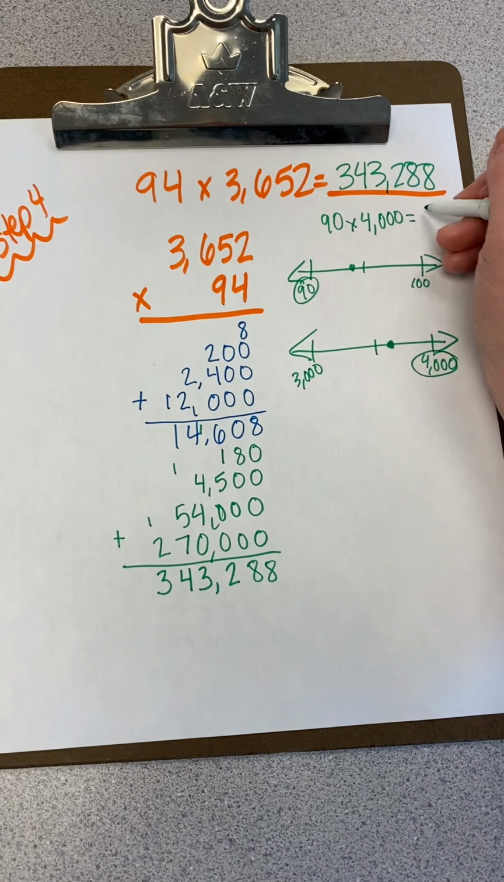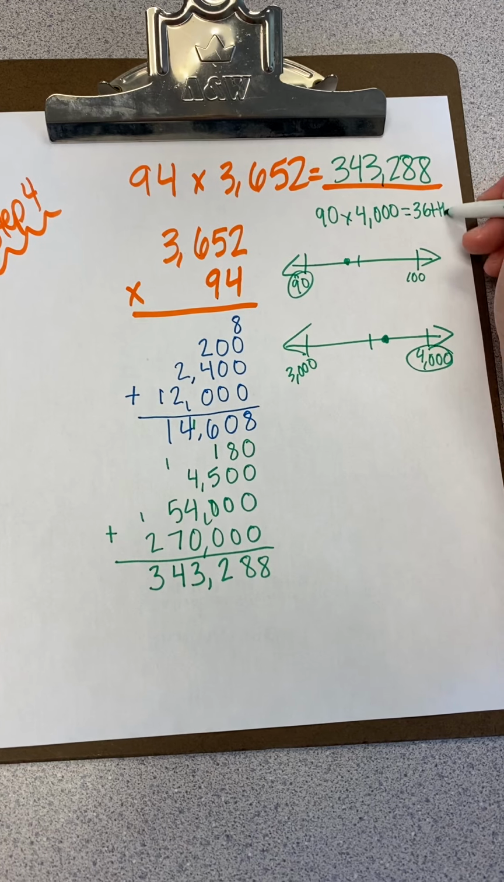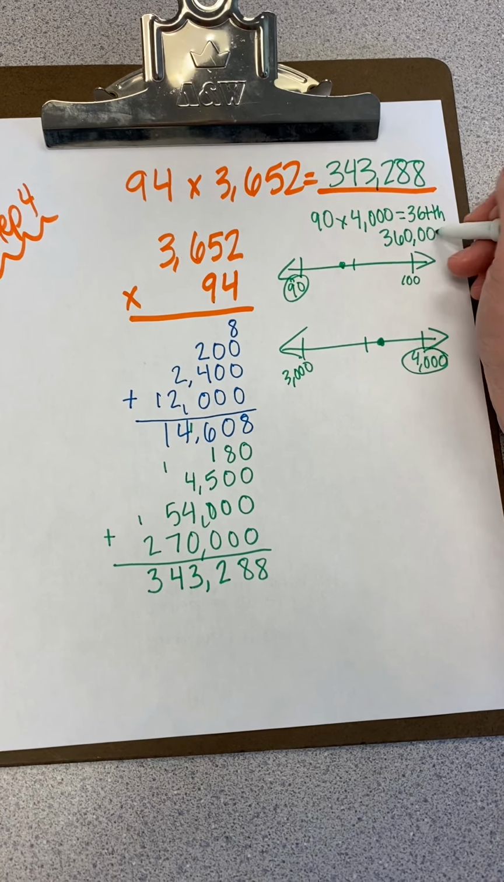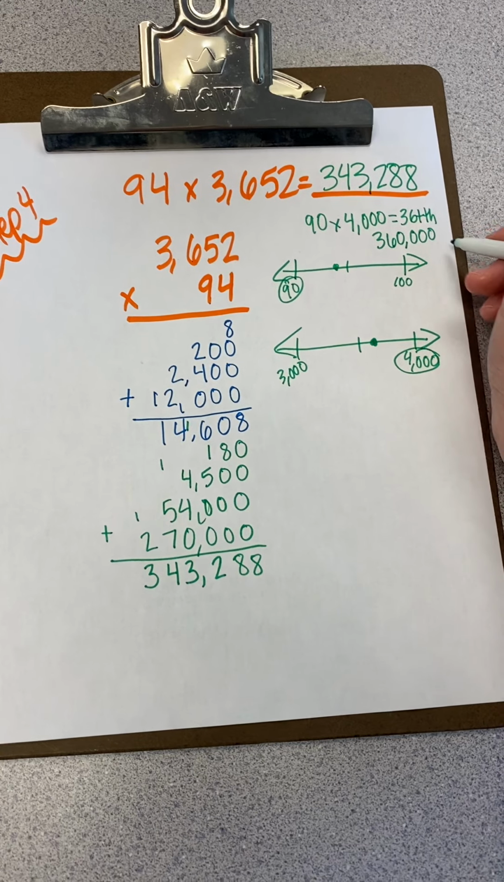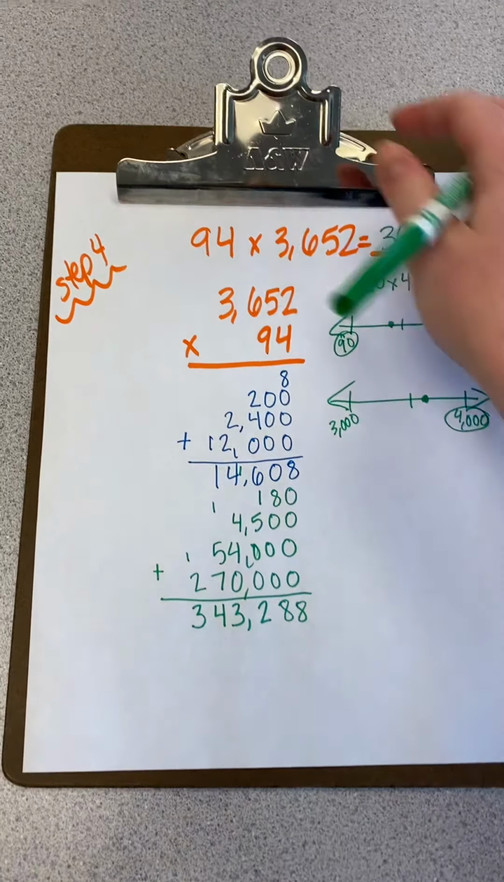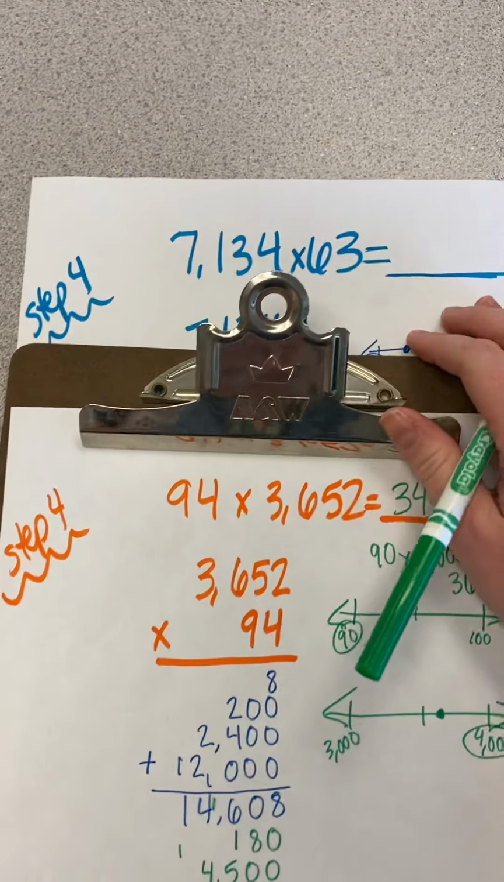9 times 4 is 36. Tens times thousands is 10,000s. So I will have 360 thousands. Go ahead and pause the video after you have this new problem, and you can unpause it when you're ready to check.